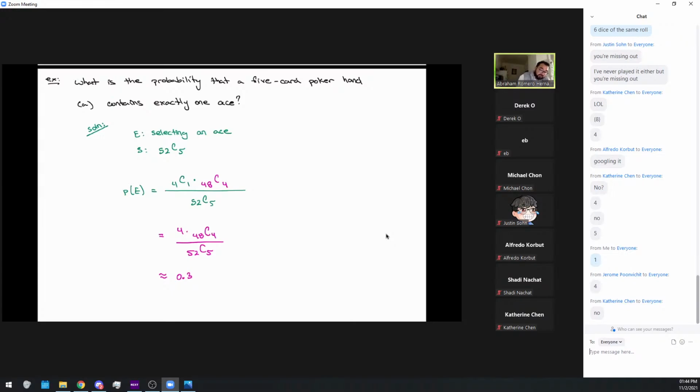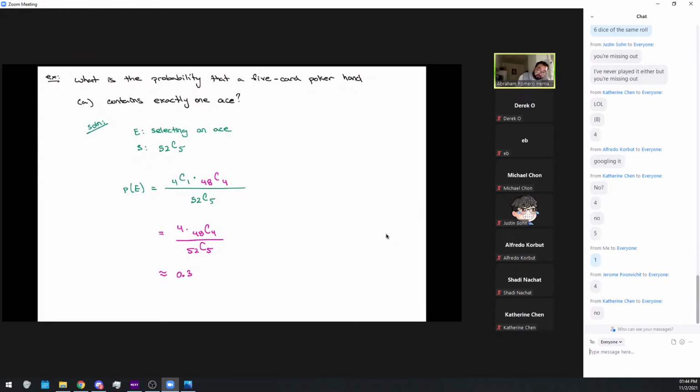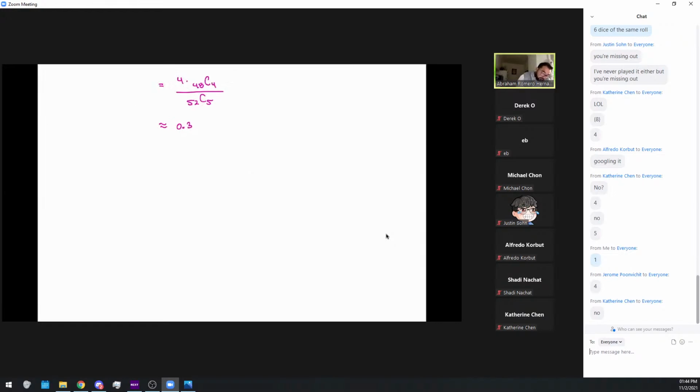Now, same instructions. What is the probability that a 5-card poker hand, so we're still talking about a 5-card poker hand, but now I'm going to do part B. Part B, I'm going to write down here: contains at least one jack. Contains at least one jack.